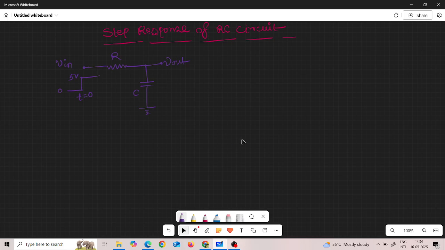Hello. So today we are going to discuss the step response of this first order RC circuit. Suppose in the interview you are given this question, like this is the first order RC circuit, and you have to tell what will be the waveform of the output voltage, the voltage across the capacitor, when we apply a step voltage of 5 volt. Let us consider the initial voltage of the capacitor is 0 volt.